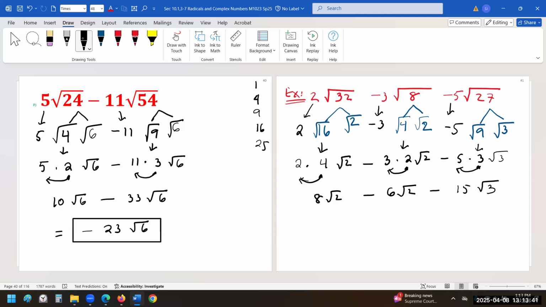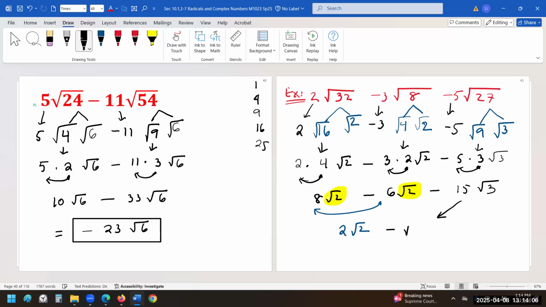Now, do you have any like terms here? Only these two are like terms, right? Because they have the exact same radical inside. So we combine their coefficients. What is 8 minus 6? 2 radical 2. Can you combine that with -15 radical 3?